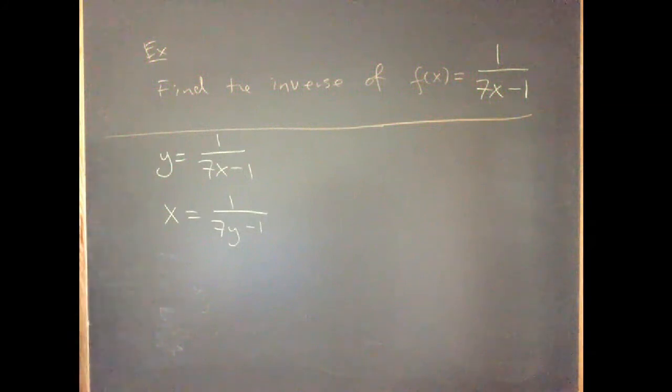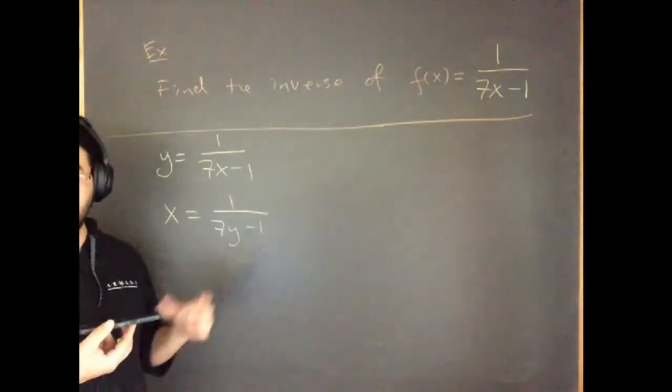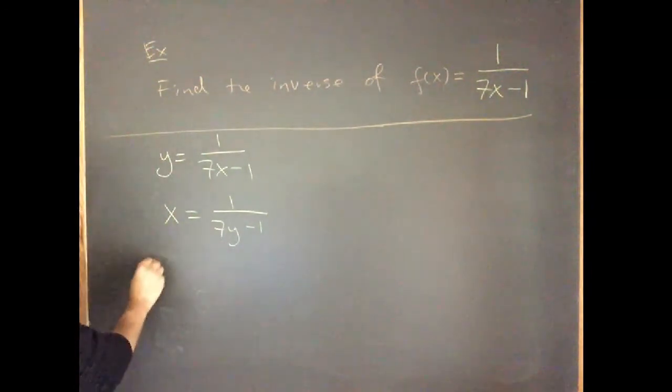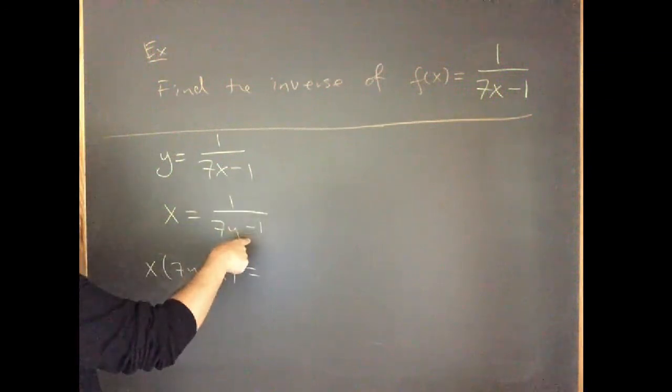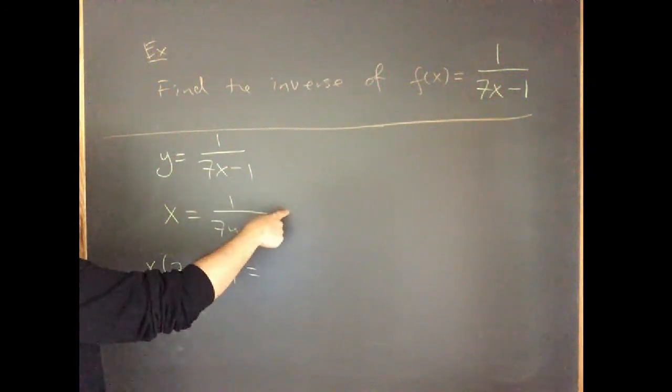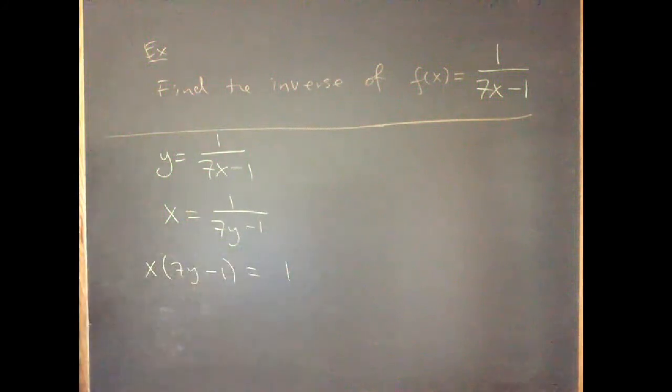What should we multiply both sides by? Yeah, we need to clear out that denominator. So 7y minus 1. Here we get x times 7y minus 1. And on the right-hand side, the 7y minus 1 and the 7y minus 1 cancel each other out, and you're left with just 1. Okay? So really, we're multiplying both sides of this equation by 7y minus 1.